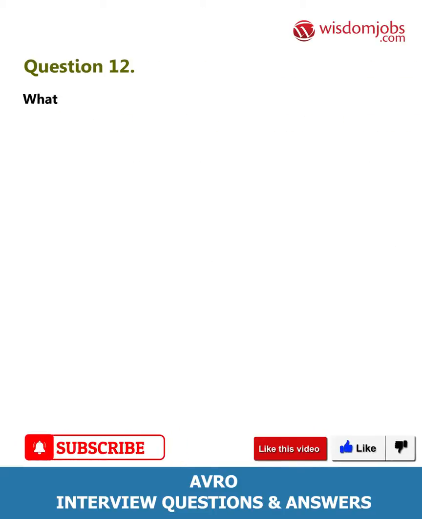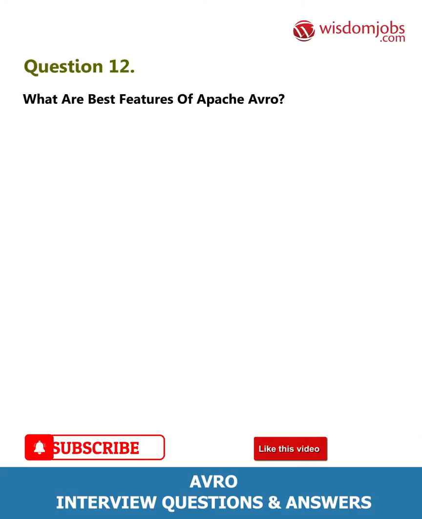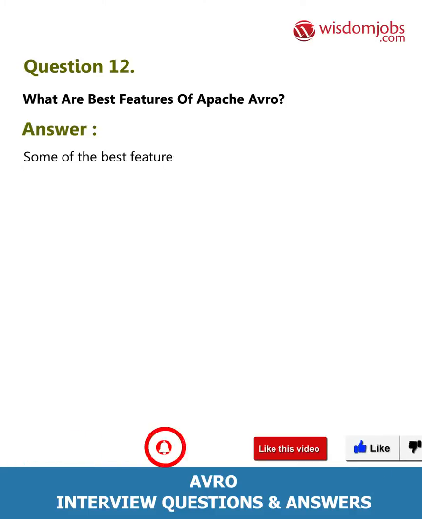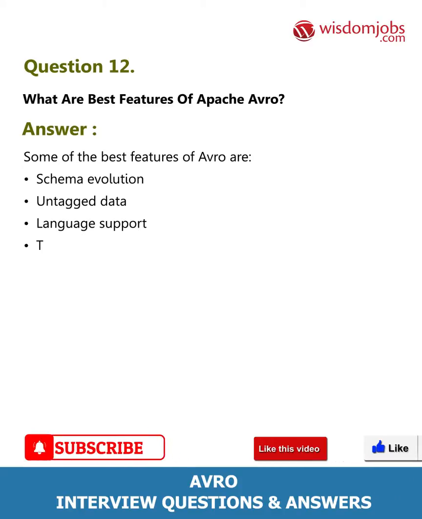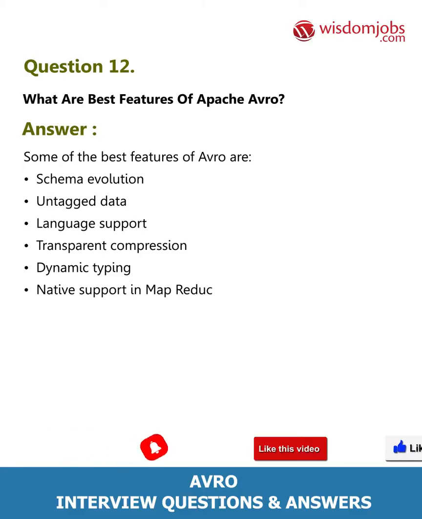Question 12. What are the best features of Apache AVRO? Answer. Some of the best features of AVRO are schema evolution, untagged data, language support, transparent compression, dynamic typing, native support in MapReduce, rich data structures.